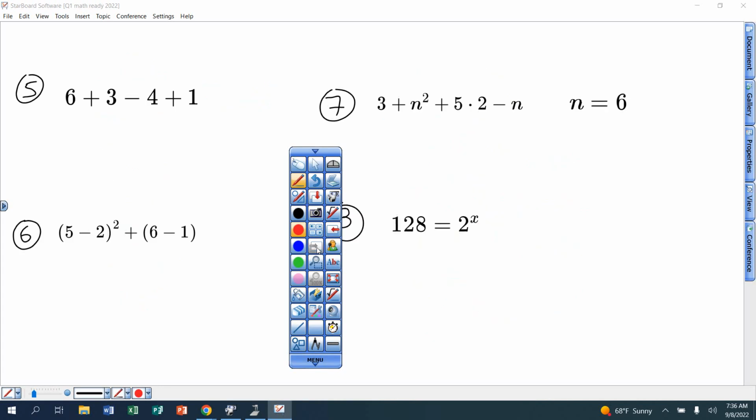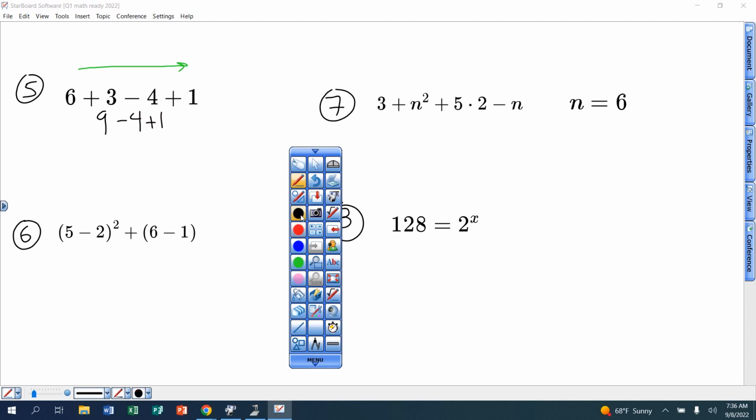Next word is log. Log. All right, so for this, again, still got to remember left to right. Add the 6 and 3 first. Get that 9. Bring down the minus, the 4, the plus 1. Don't get 5 right here. Don't add that. Leave that alone.